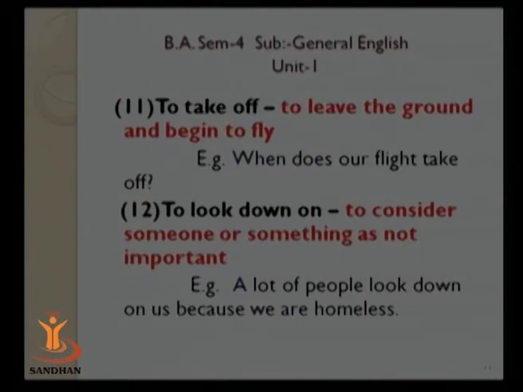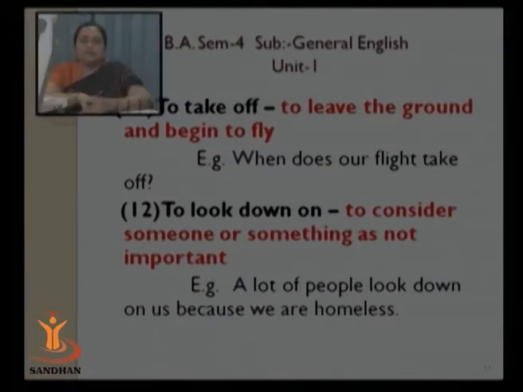Number 12, to look down on means to consider someone or something as not important. For instance, a lot of people look down on us because we are homeless.